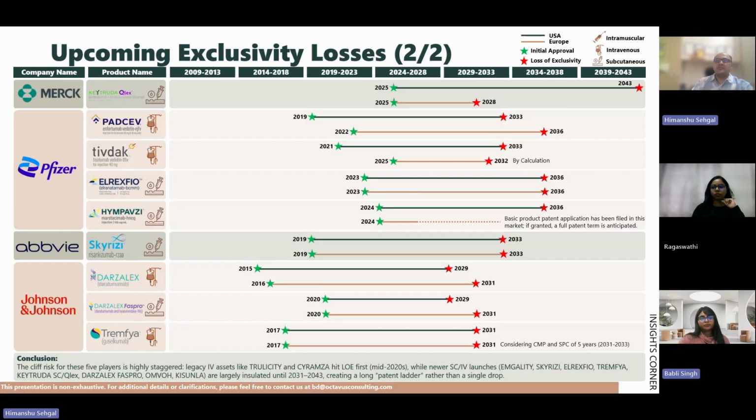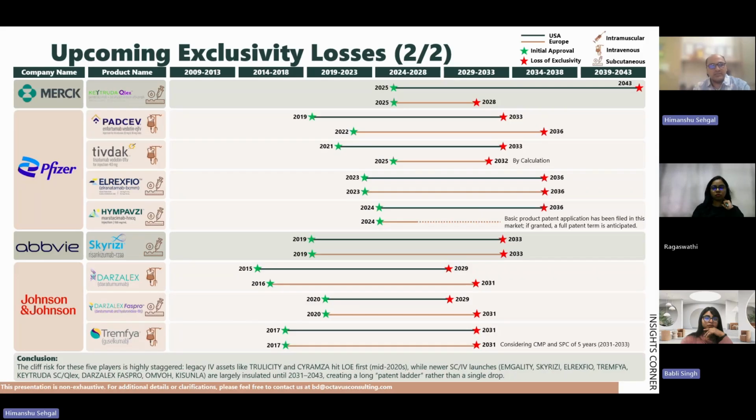But yes, Pfizer is working on multiple strategies in this context. Like for Padcev, they are already exploring combination therapies with multiple other immunotherapies, basically multiple immunotherapies.